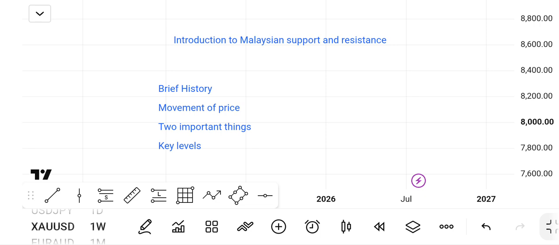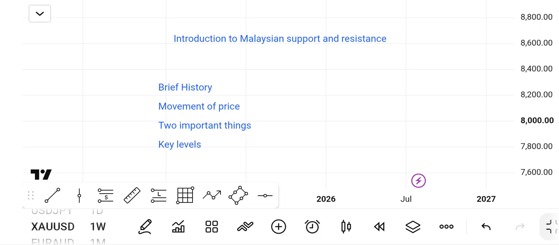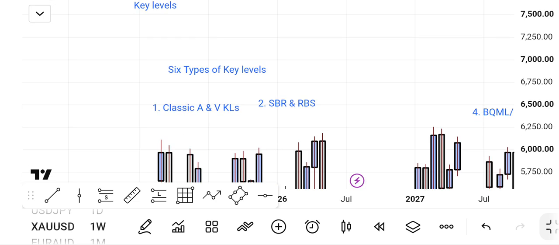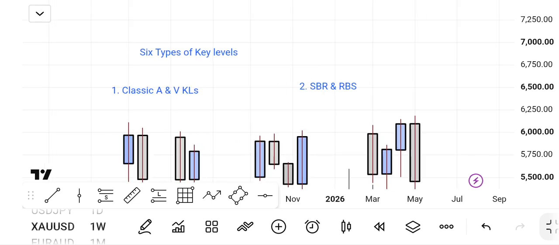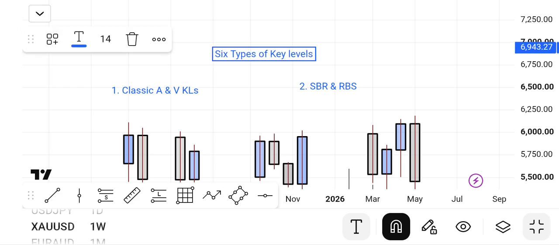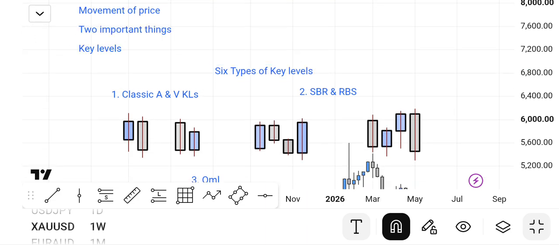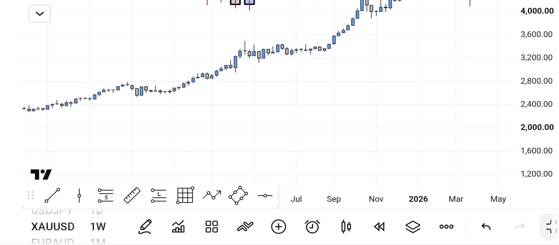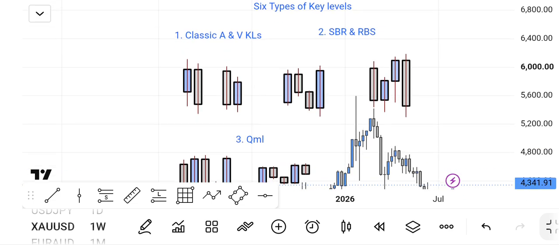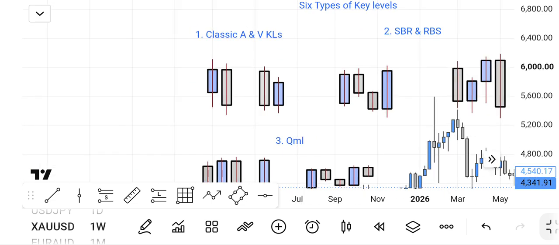Feel me? So now let's go to key levels. So there are six types of key levels that exist in this world. We'll call it five though. Yeah, I know that you guys want to see the chart. We are going to come there later, but we have to do the groundwork first. So what are these six types of key levels?